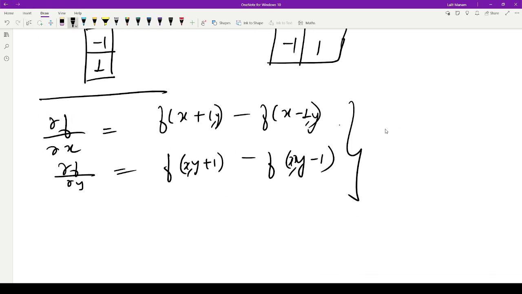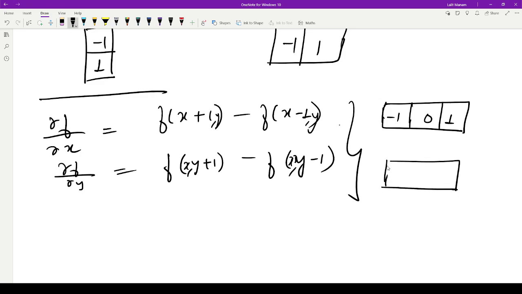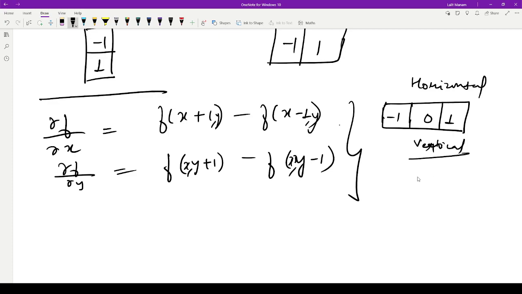Anyone? -1, 0, 1. Yes. This is something I guess people generally use in practice. Well, actually, this is also not being used. The ones that were mentioned, Prewitt and Sobel, they will be used. So this is for the horizontal, and the vertical one will be like this. Okay, fine, so this is quite clear to you.